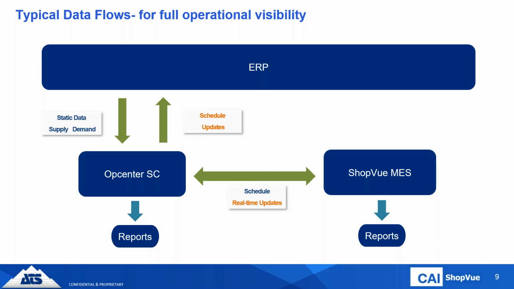But as we all know, not everything goes to plan, right? You have unplanned downtime, you have WIP scrap that's created upstream, and many other gotchas, right, that will impact the ability to execute a schedule. So that's why we have this closed loop, real-time feedback from MES to ERP and to APS.